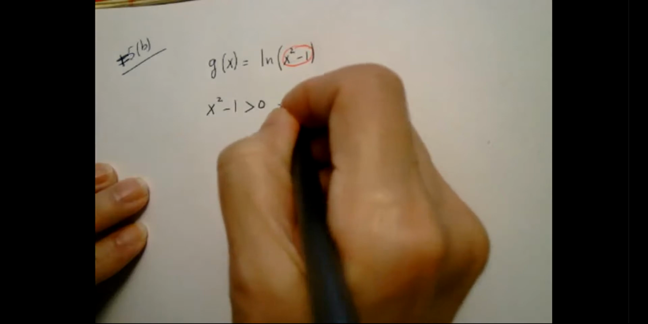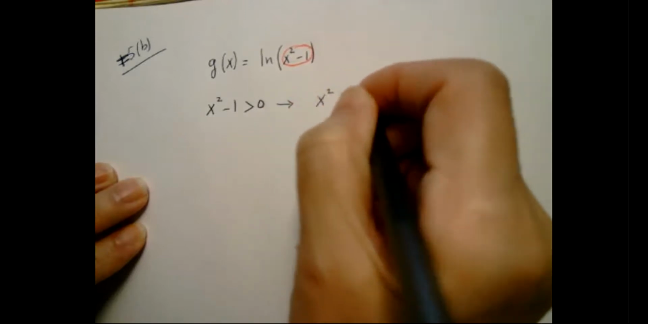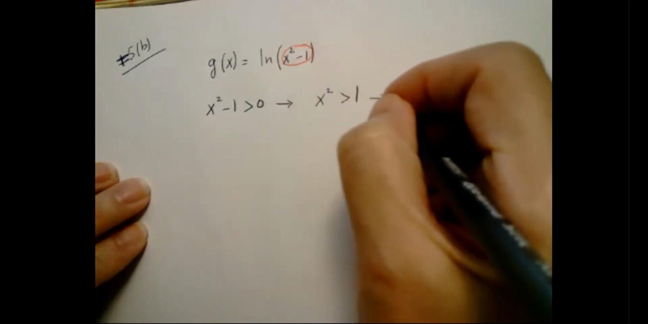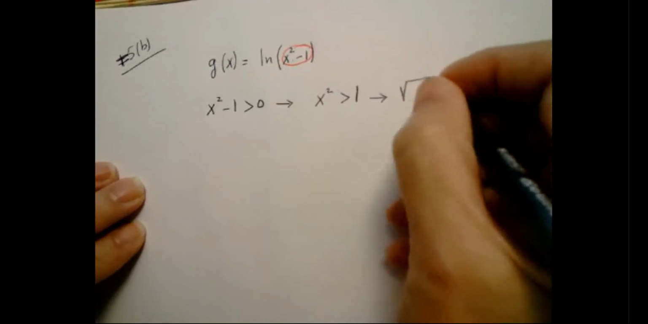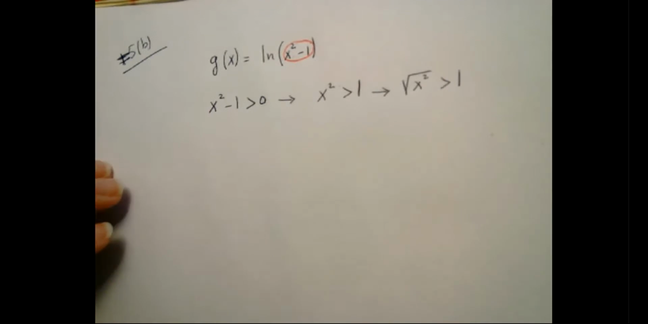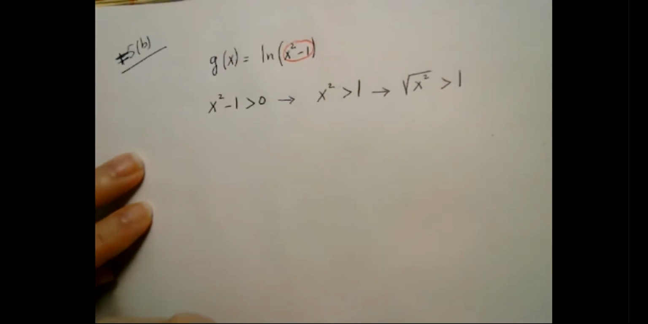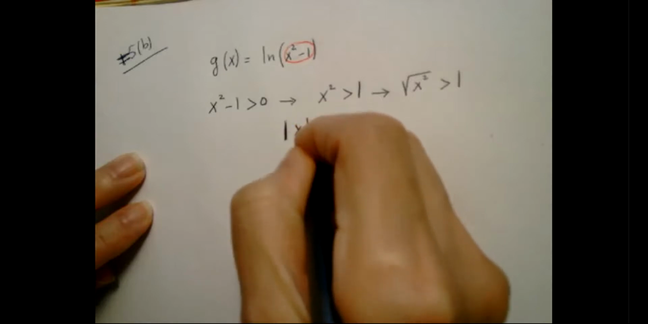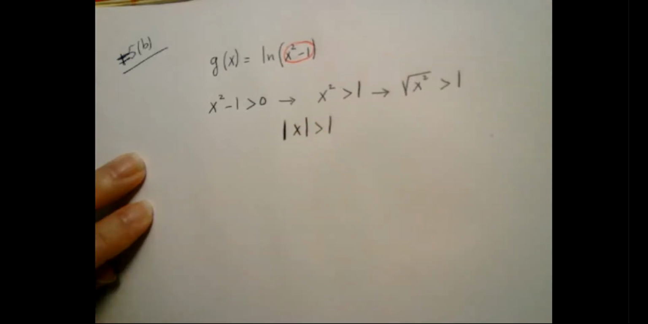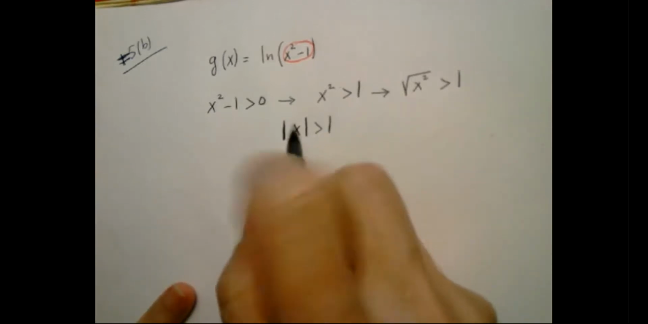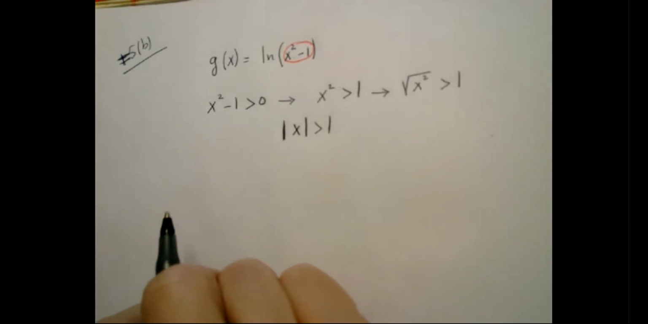X squared minus 1 positive means x squared has to be larger than 1. When can this occur? When the square root of x squared is larger than 1. Now the square root of x squared, which is the confusing part, means that the absolute value of x has to be bigger than 1. So I'm looking for all the x's that, when you put them in absolute value, give you bigger than 1.